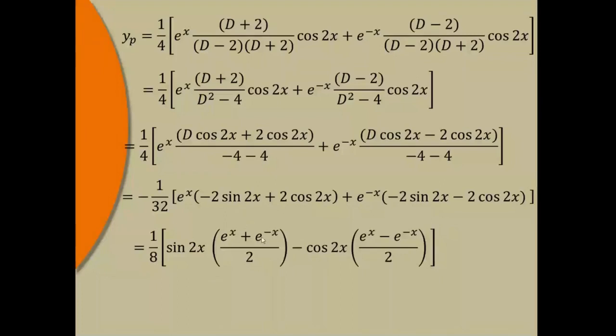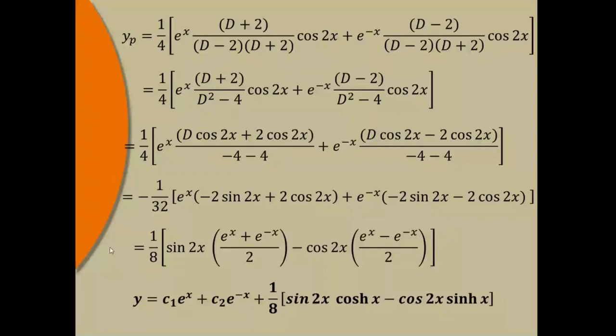And this is nothing but hyperbolic cos, and this is nothing but hyperbolic sine. You can keep this answer as it is, or if you want further simplification, that gives us the answer c1 e raised to x plus c2 e raised to minus x plus 1 by 8 into sine 2x into cos hx minus cos 2x into sine hx. So this is how we can use the shortcut method for e raised to x into v, a product of two terms in which one of the terms is e.